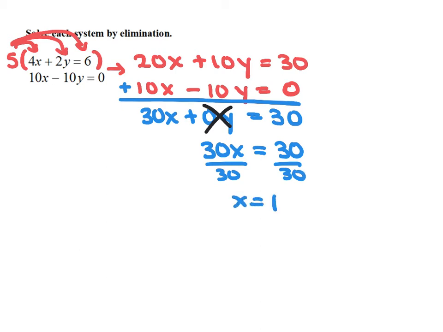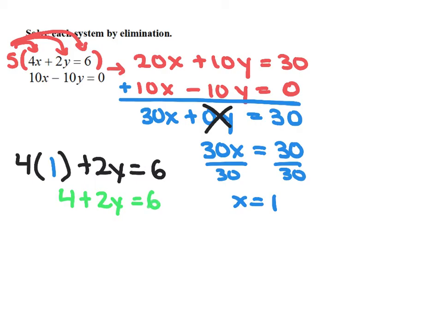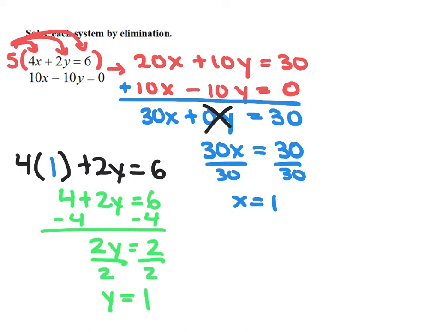Now I can plug that into one of the original equations. If I plug into the first equation, I'll have 4 times the value of x, which is 1, plus 2y equals 6. If I solve, I'll have 4 plus 2y equals 6. Subtract 4 from both sides to get 2y equals 2, and divide both sides by 2 to get y is equal to 1. So the solution to this system is 1, 1.